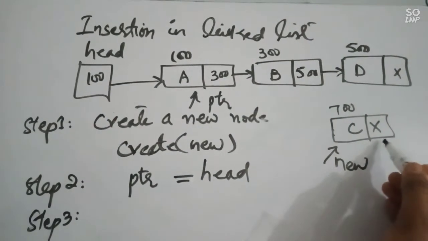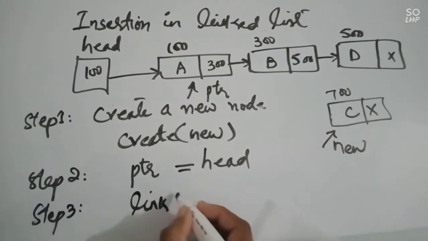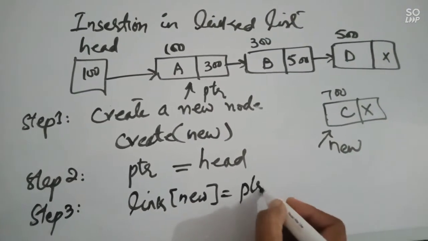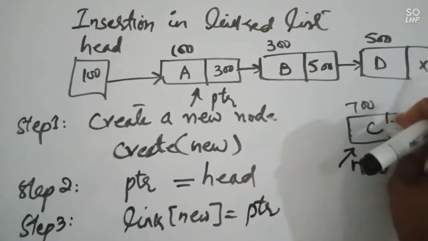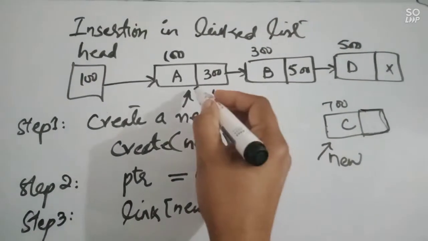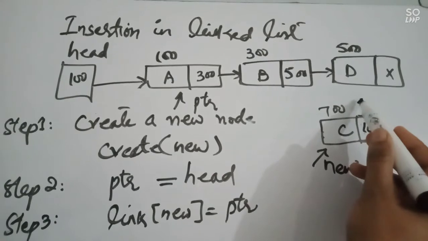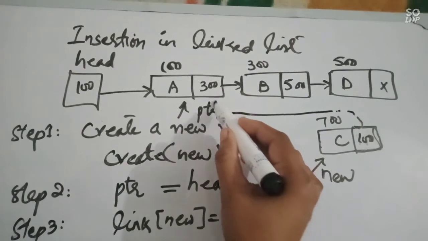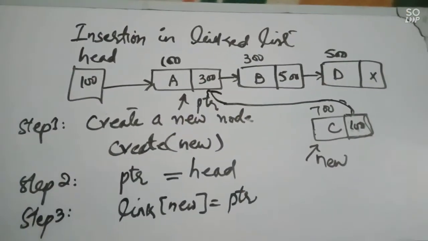So here we will take link of new. Link of new is equal to ptr. Link of new means this is the link field. Now here we are putting the address that ptr is currently pointing to, 100. This is how we make a connection of this node with this.